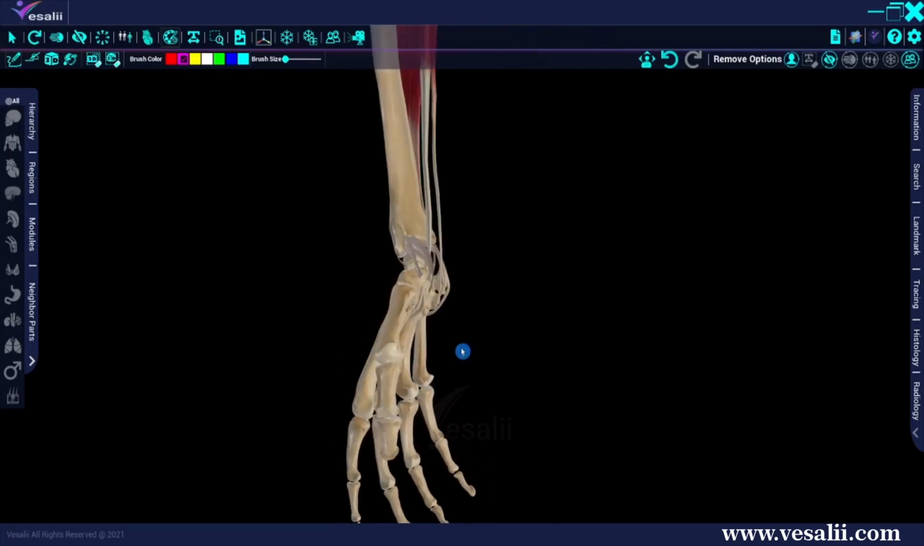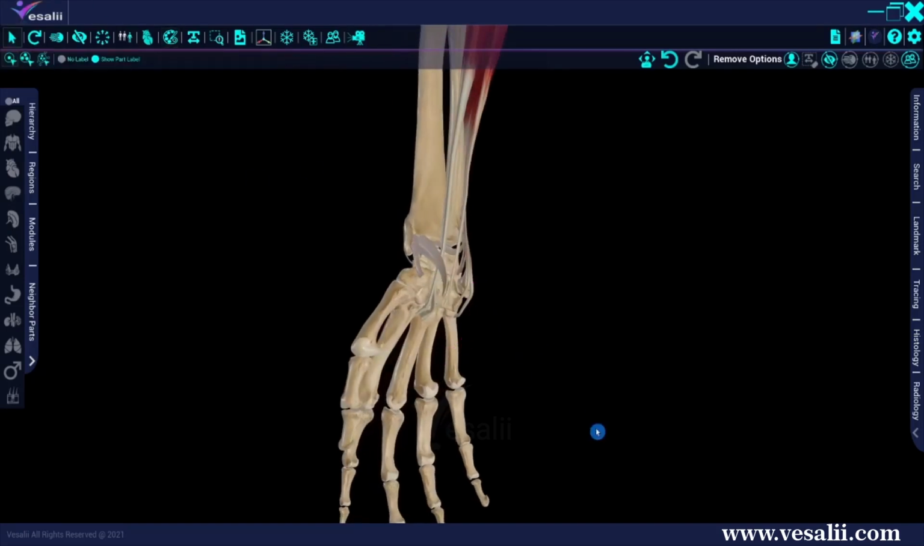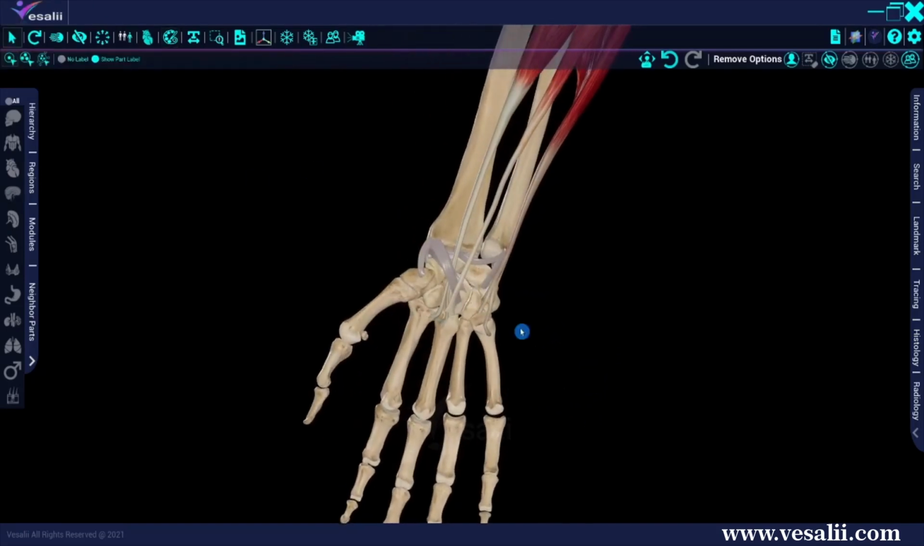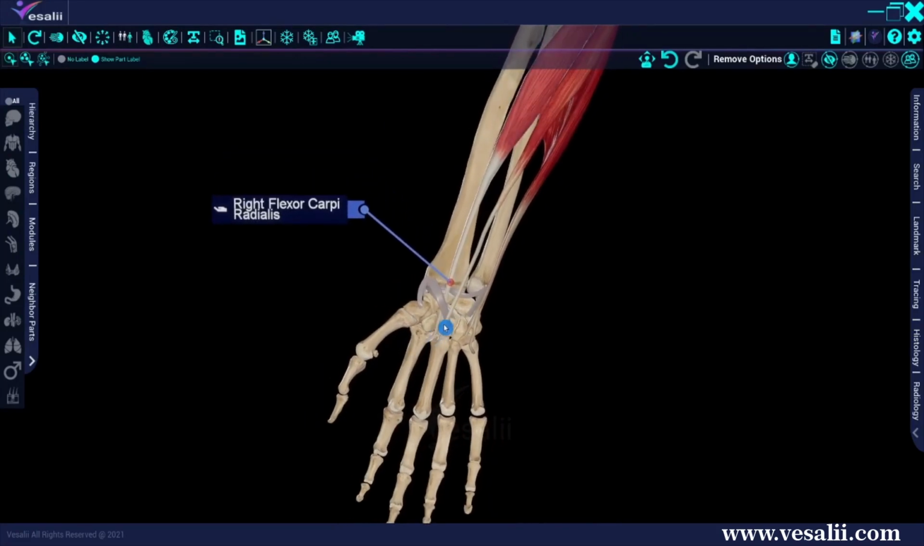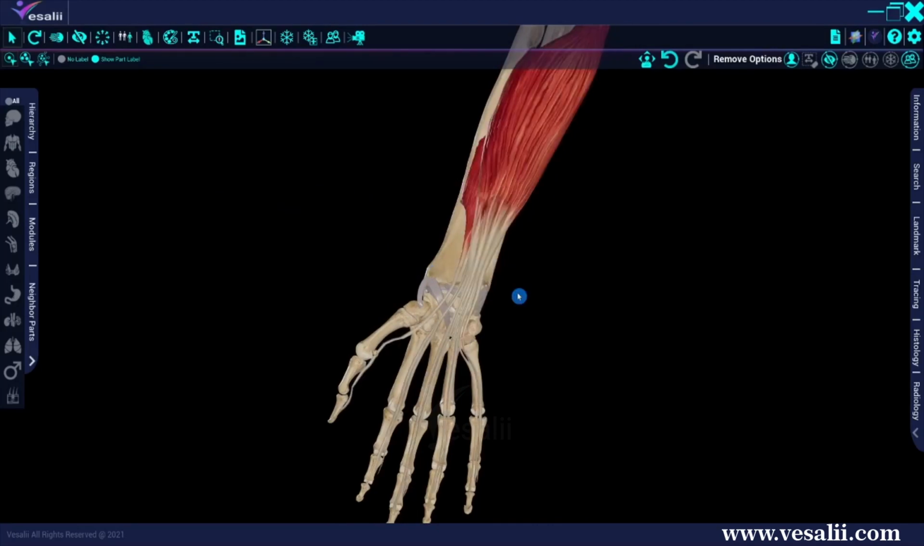Flexion is tilting the hand toward the palm, or moving the palm towards the forearm, and it's mainly performed by flexor carpi radialis, flexor carpi ulnaris, and palmaris longus, with some assistance from flexor digitorum superficialis, flexor digitorum profundus, and flexor pollicis longus.